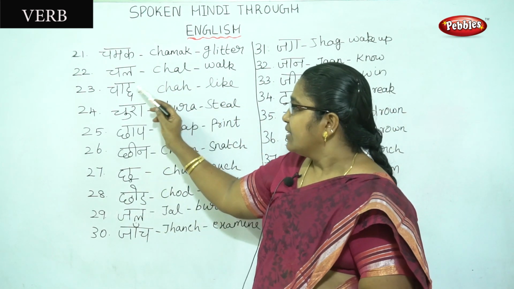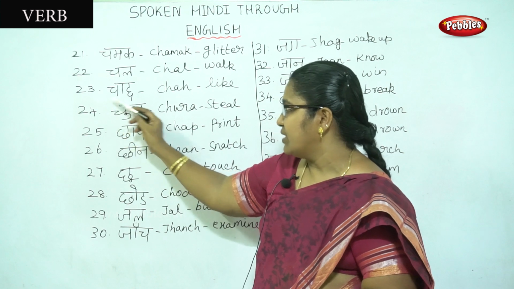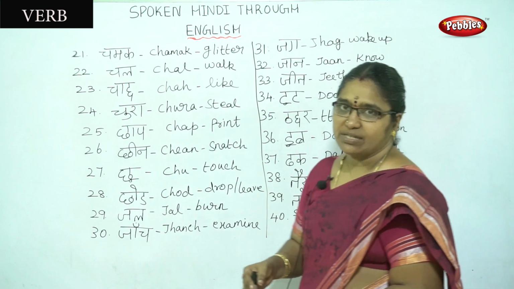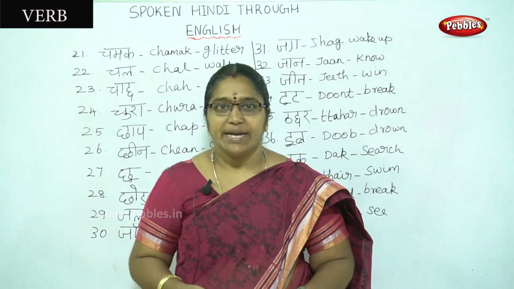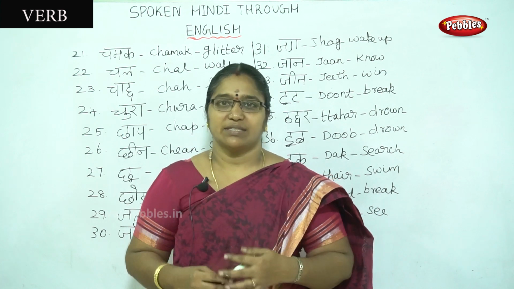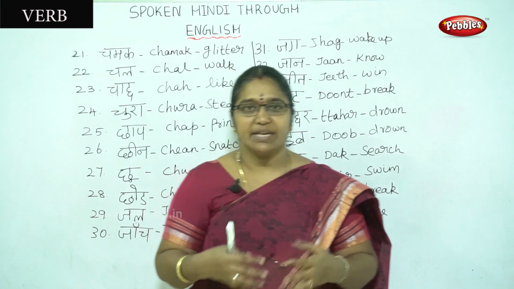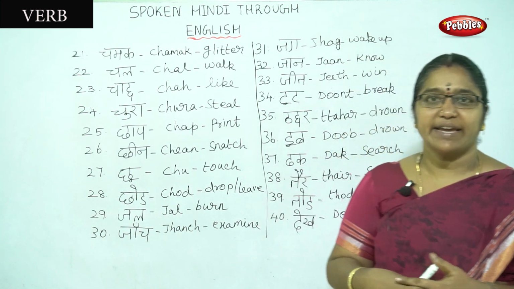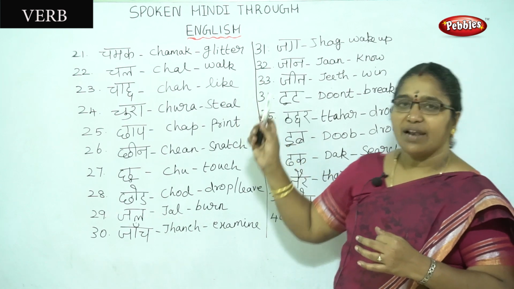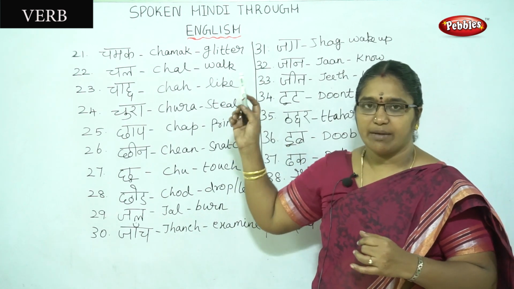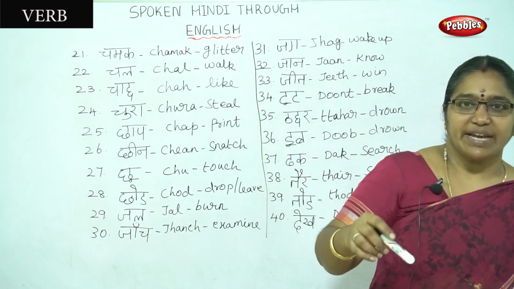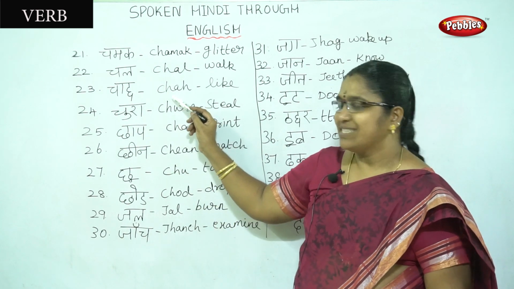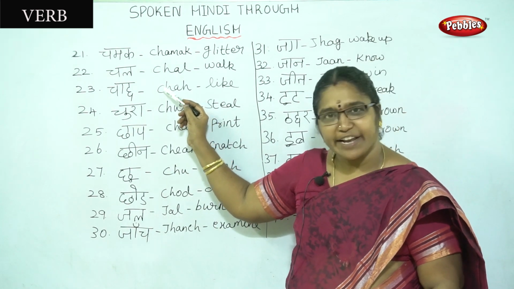Then we can go for the next one, chag. Chag means like or wish. बच्चे मिठाई चाखते हैं. Children like sweets. In the place of like or wish, we have to use the word chag. Is it clear? Easily understandable? Can you follow me?